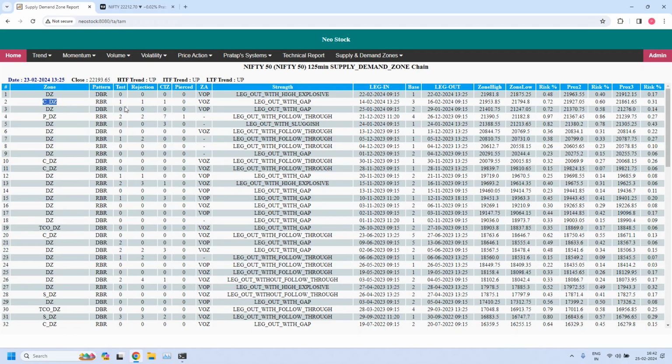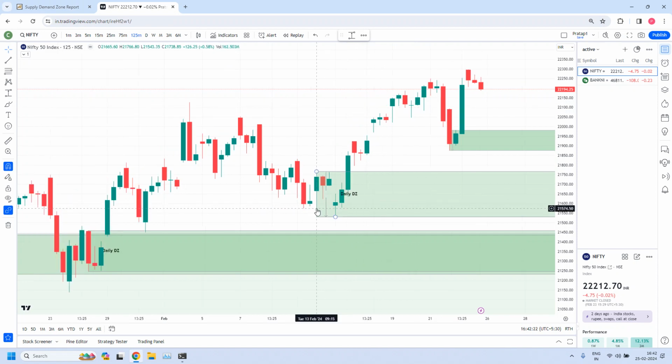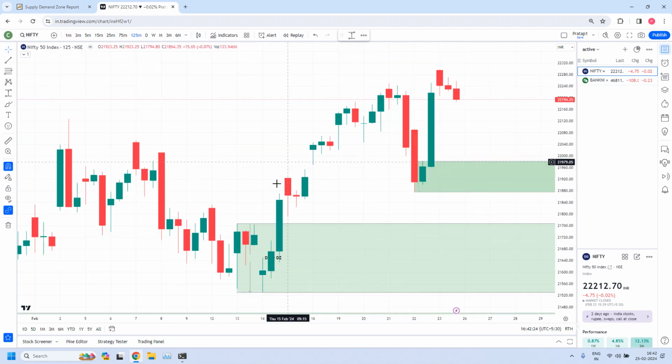Let us give priority. Already one test and one rejection. This is the 14th February, 1325 candle. After that, 3 base candles. When is 14th February? Here, this is 14th February, 1325, these 3 base candles.